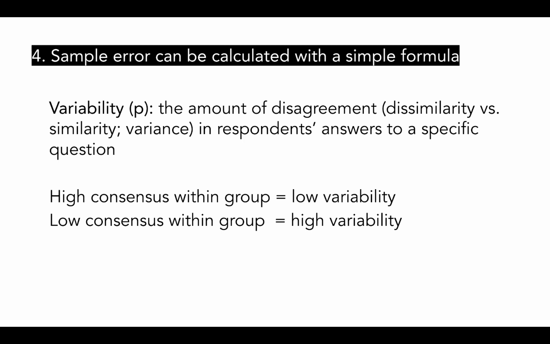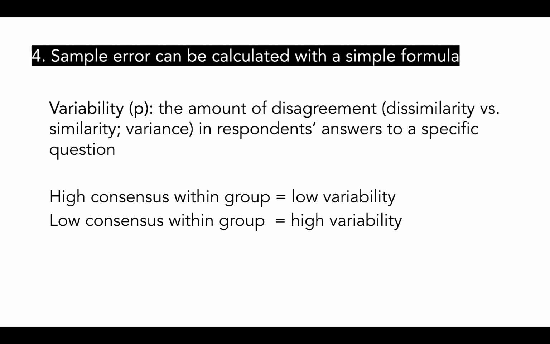And then high variability would be if people are completely disagreeing. So basically, if you'd have a split in a referendum where, let's say, 50% of people say, no, I do not want to see marijuana legalized, and the other 50% say, yes, I do want to legalize marijuana. So in that case, you have a very high variability because people are not on the same page.